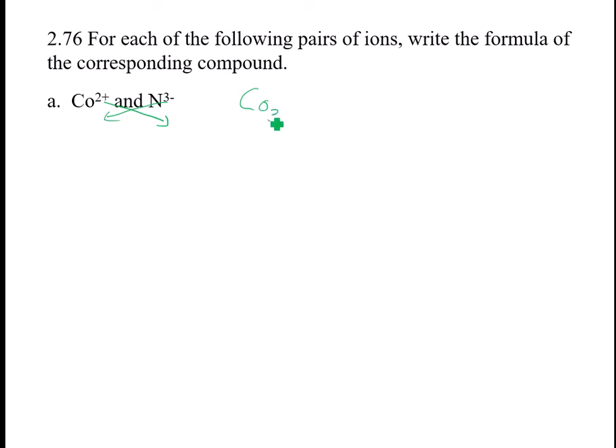I don't worry about the charge. And then N, and the 2 comes here. So what I ended up with is 3 times a plus 2 gives me a plus 6, and 2 times the minus 3 gives me a minus 6. And so the charges are equal, which is what has to happen for a compound.